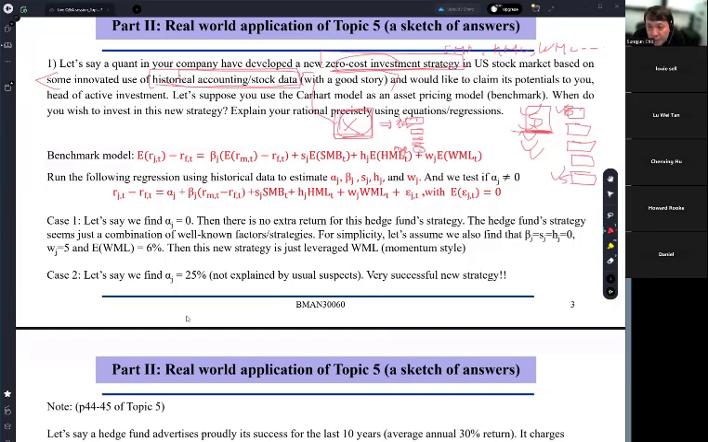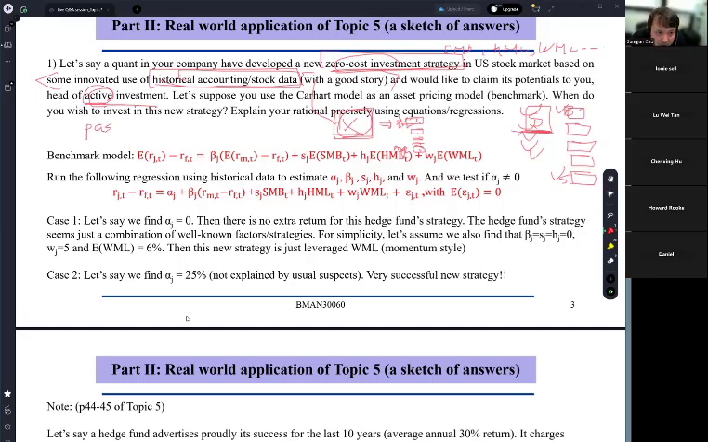He would like to claim its potential to you. So you are the head of active investments. You want to do active investment. Active investment means you find a group of firms that are underpriced and a group that are overpriced. You buy the underpriced ones and sell the overpriced ones, right? You try to find a new criterion. That's the so-called active investment strategy.